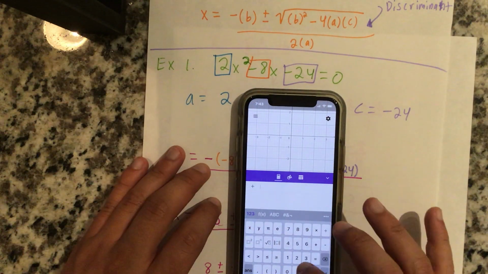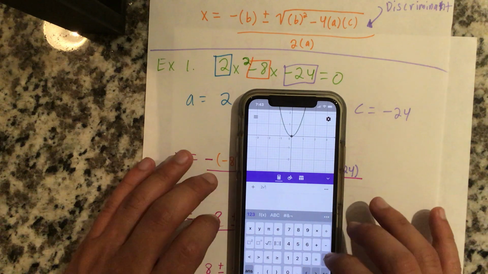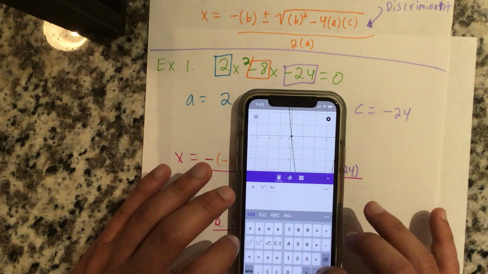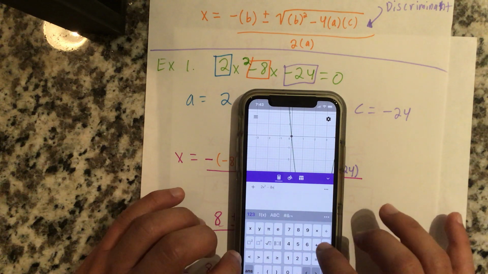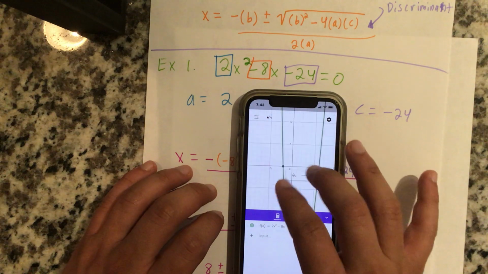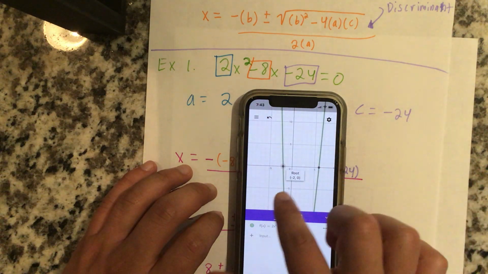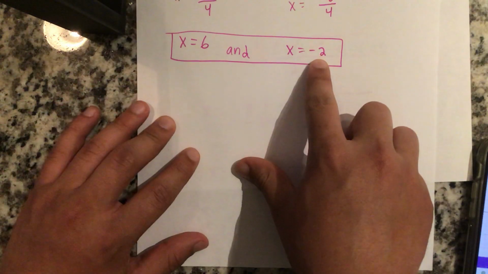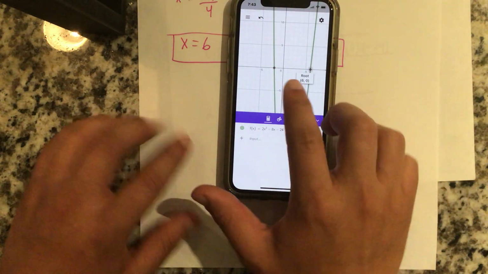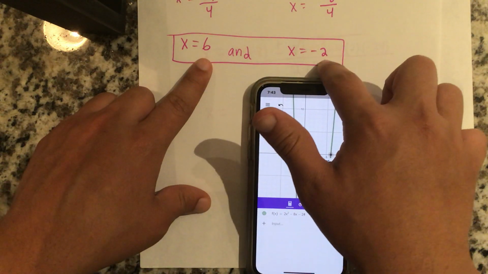So I can type in 2x squared minus 8x minus 24. Okay? And we kind of zoom out, and I can find that my zeros are, look, negative 2, right? That's one of my solutions. Negative 2, that's one of my solutions. And the other one is 6. So x equals 6 and x equals negative 2.